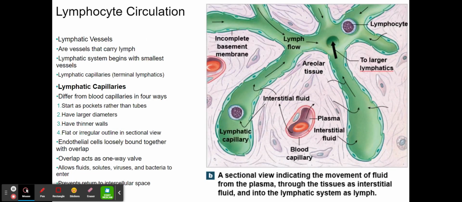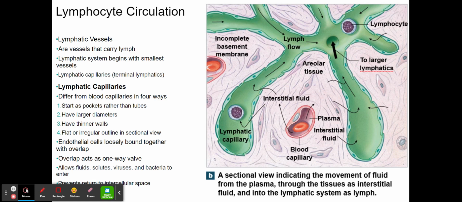The lymphatic network begins with lymphatic capillaries, or terminal lymphatics, which branch through the peripheral tissues. Lymphatic capillaries differ from blood capillaries in several ways. They, one, originate as pockets rather than forming continuous tubes. Two, they have larger diameters. Three, they have thinner walls. And four, they typically have a flattened or irregular outline in sectional view.